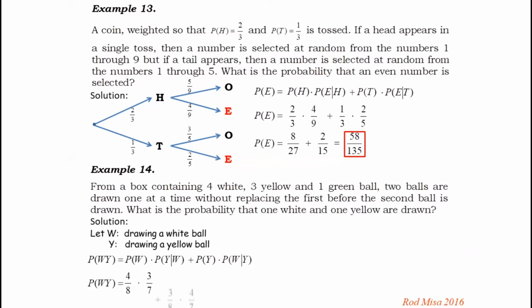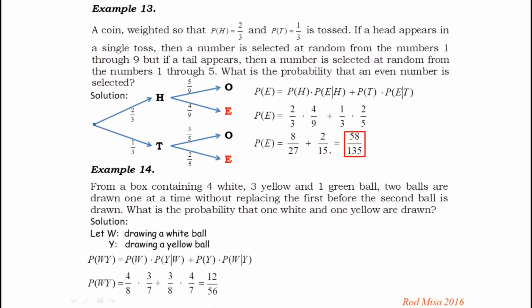Or it can happen when you draw first the yellow ball and there are 3 yellow balls from the box, so 3 out of 8 balls from the box, times the probability of obtaining a white ball from a box of 7 remaining balls, and there are 4 white balls there, so 4 out of 7 balls is the probability of drawing a white ball given that you have drawn a yellow ball during the first draw.